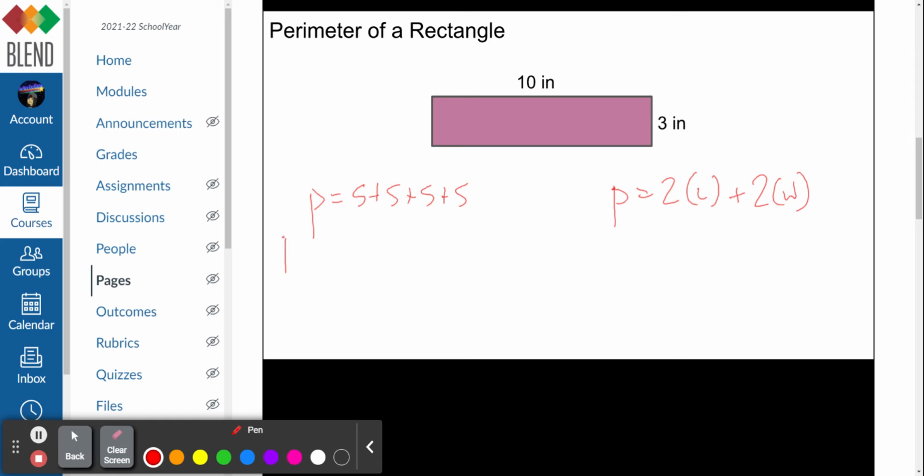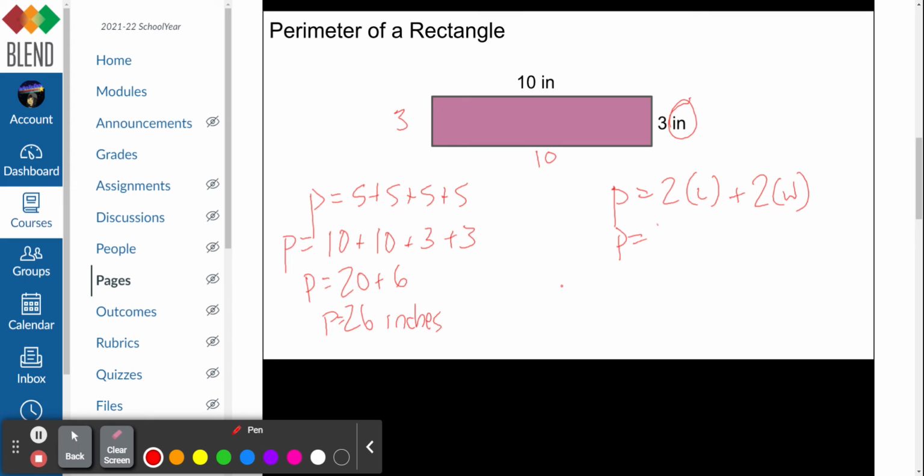Welcome back. All right, so perimeter is equal to 10 plus 10 plus 3 plus 3. If you're wondering where I got the other dimensions from, remember if that is a rectangle, then we have opposite sides that are the same length. So perimeter equals 20 plus 6, perimeter equals 26. And on this one, we do have a specific unit. It says inches. So we're going to say 26 inches around this rectangle.